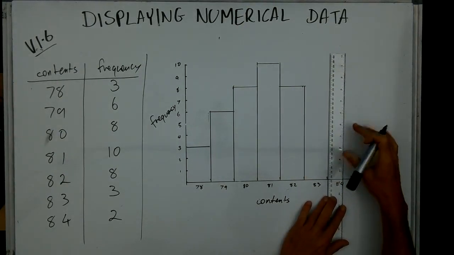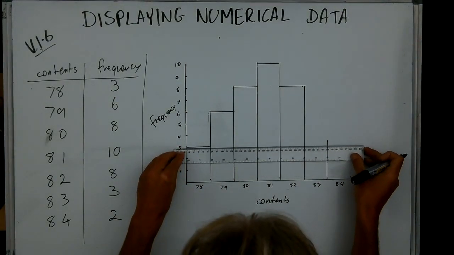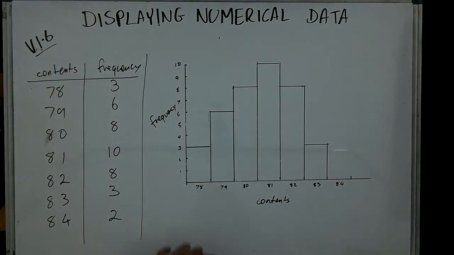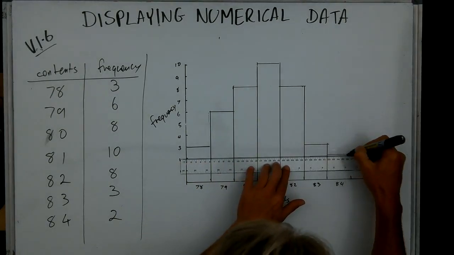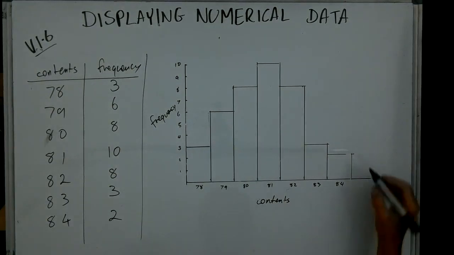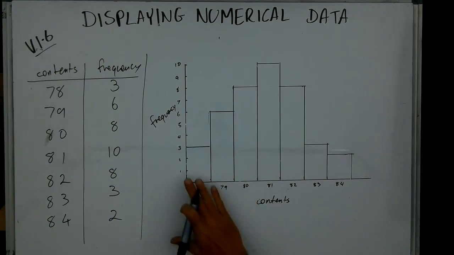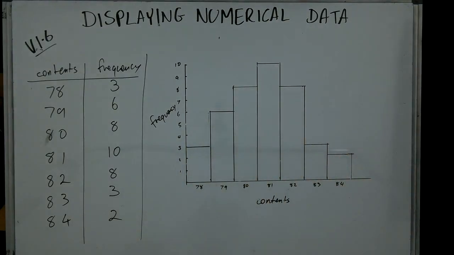Next one, 3, about there. I'll use this with my scale ruler. And the last one, 2. And there we go, there's our histogram. Just looking at that, we have most of the data in the middle, and it gets less as we go away from the middle. I'm going to say that's a normal shaped distribution.